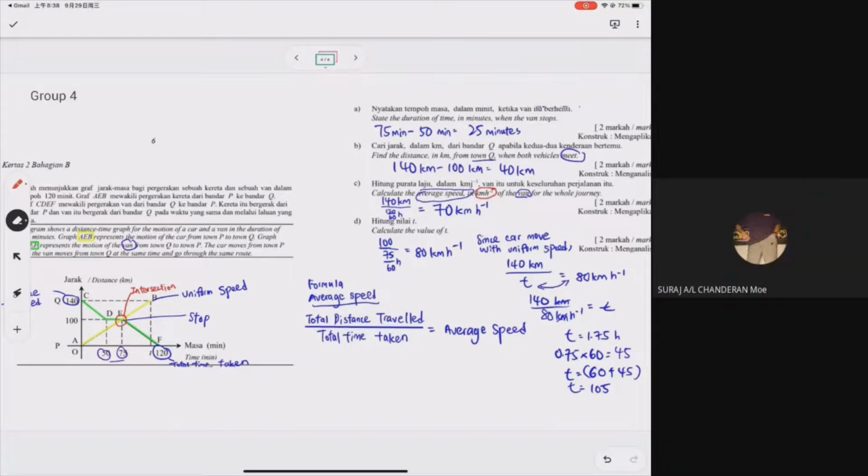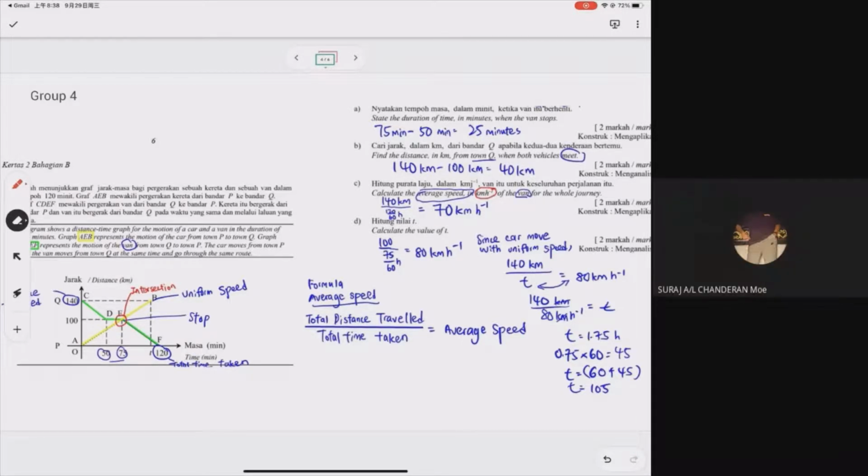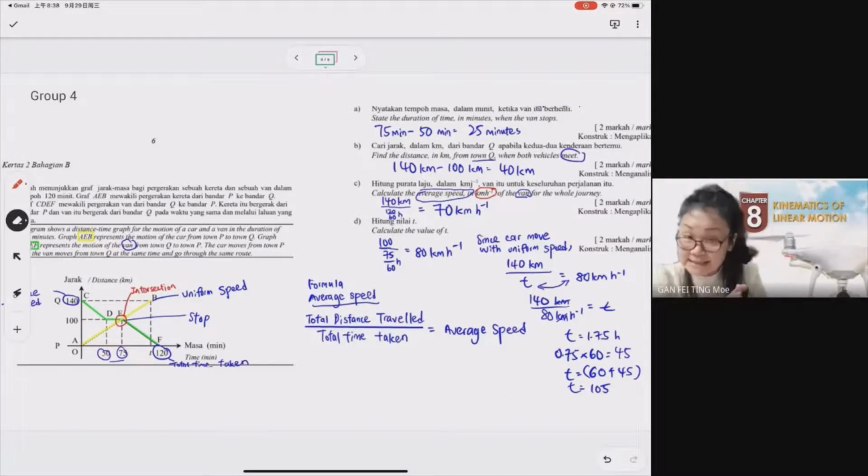In the graph, the green line indicates the van, and on the green line, the part from D to E is when the van stops. How do you know? Because there is no change in distance. What graph is that? It's a distance-time graph. Just now when I said it stops, it means that it has no increment in distance, right?